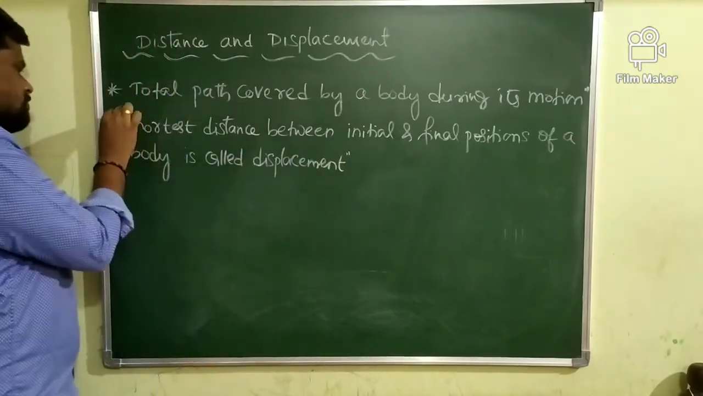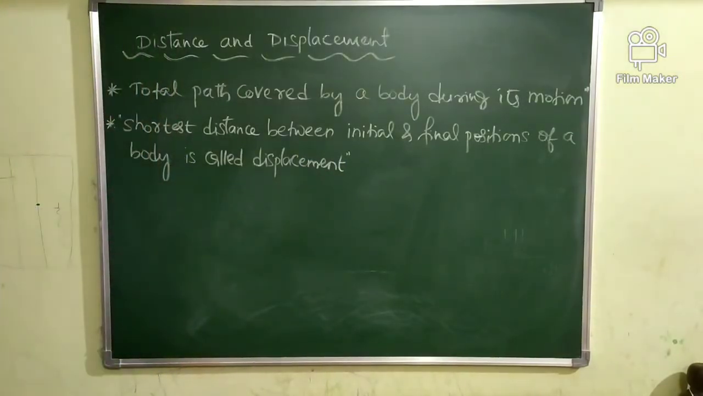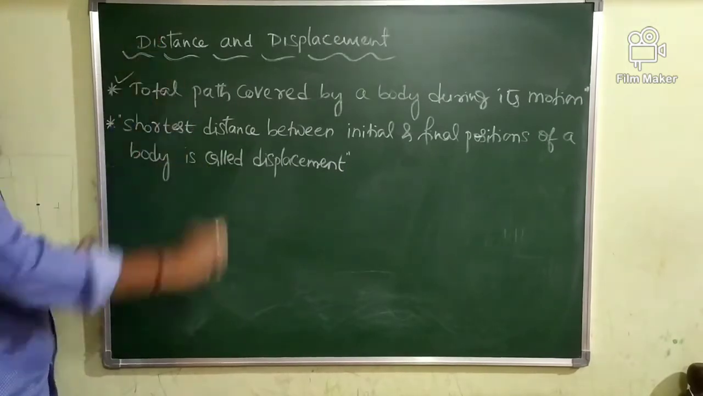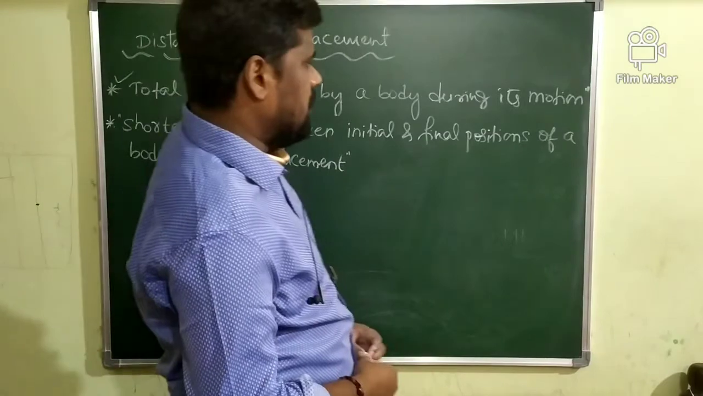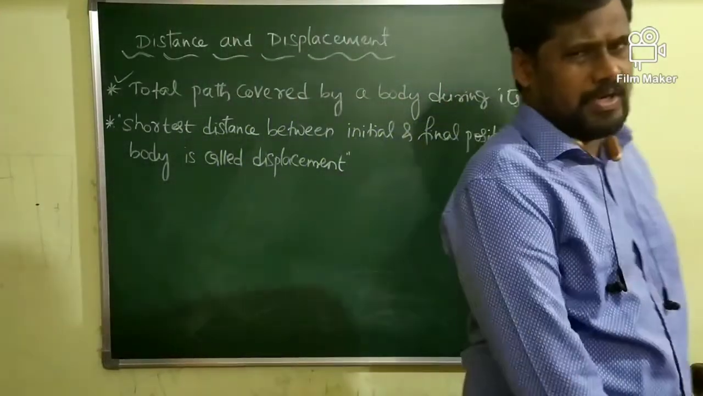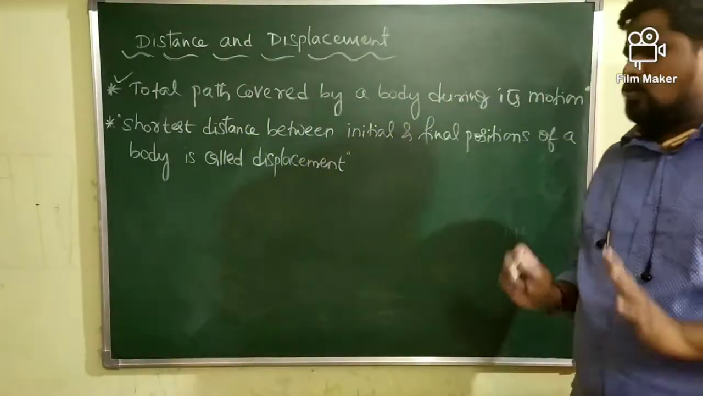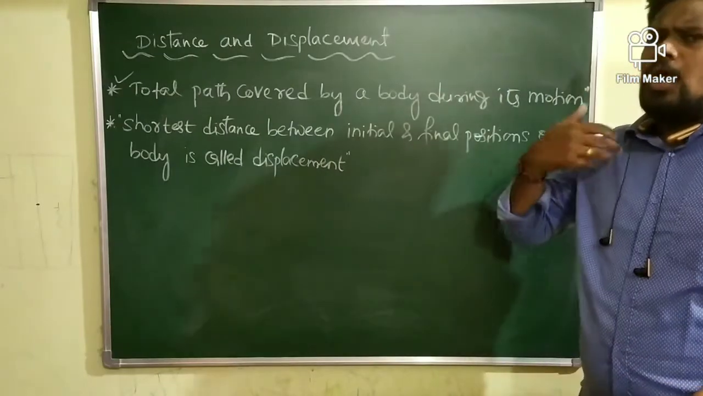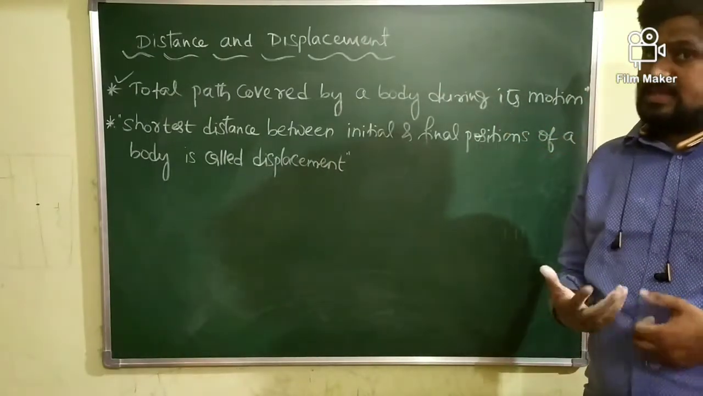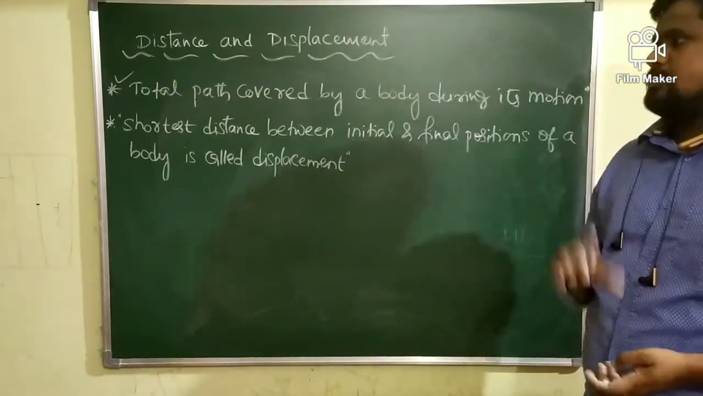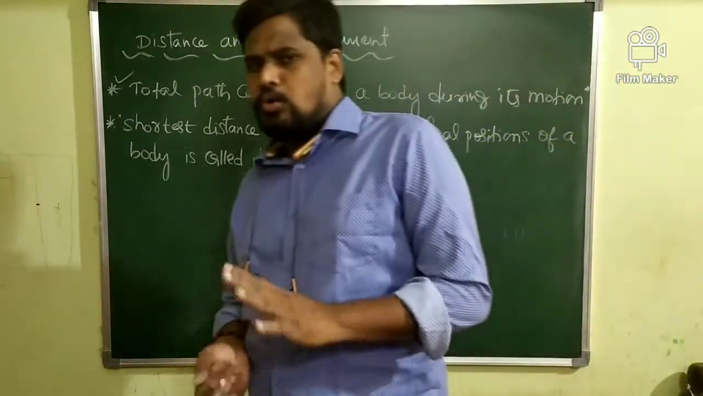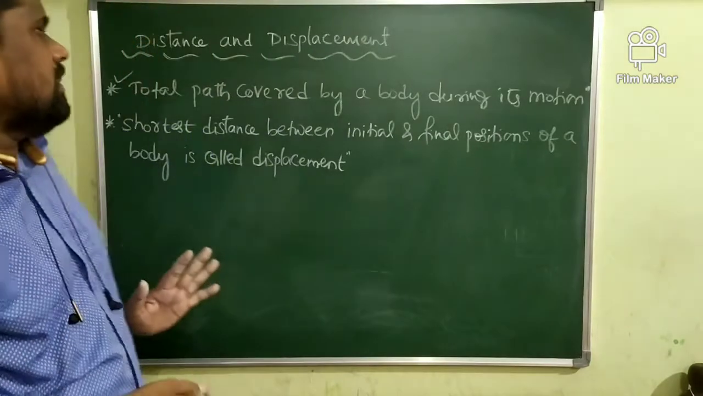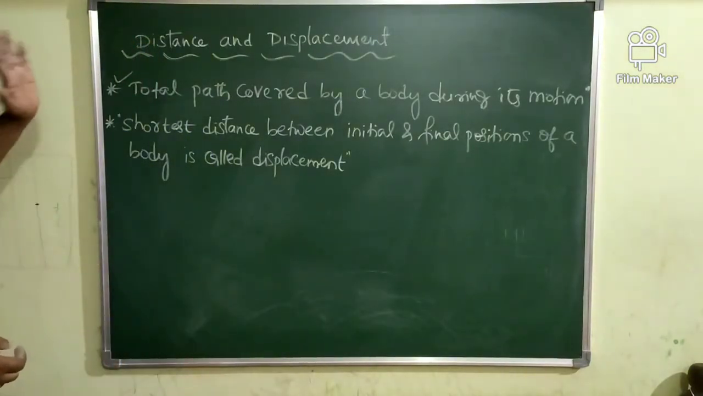Write down the definitions of distance and displacement here. What is distance? Distance is the total path covered by a body during its motion, irrespective of direction. We only have to concentrate on how much path length it has covered during its motion. The total path length covered by the body during its motion we call the distance traveled by the body.